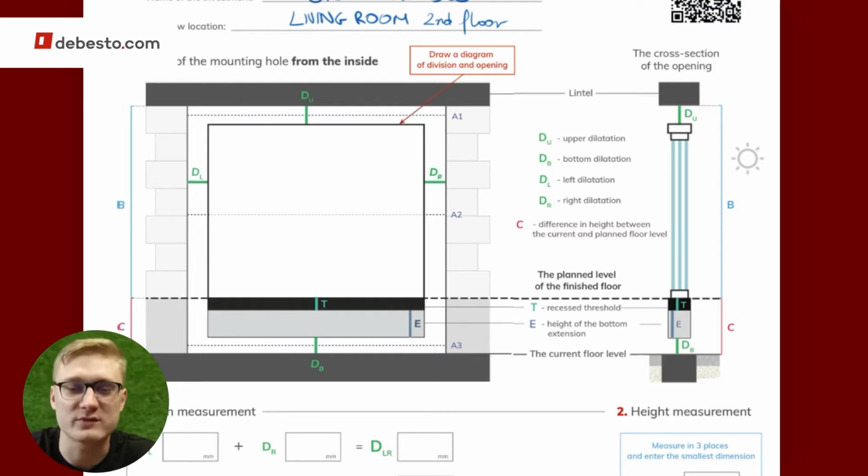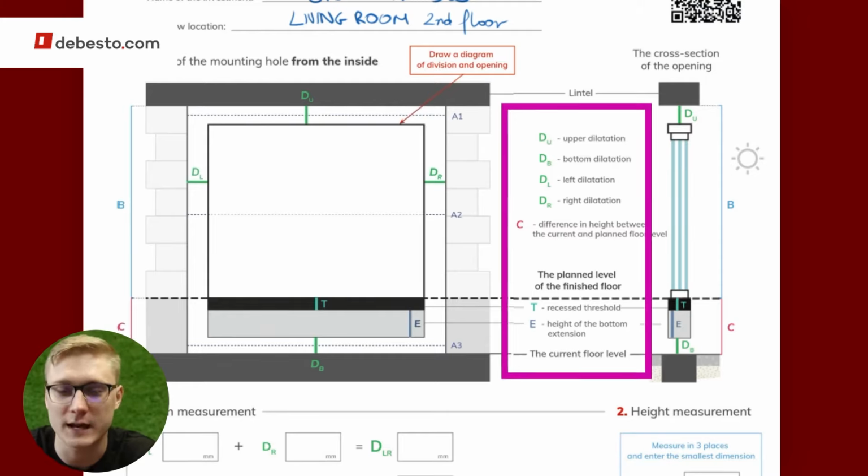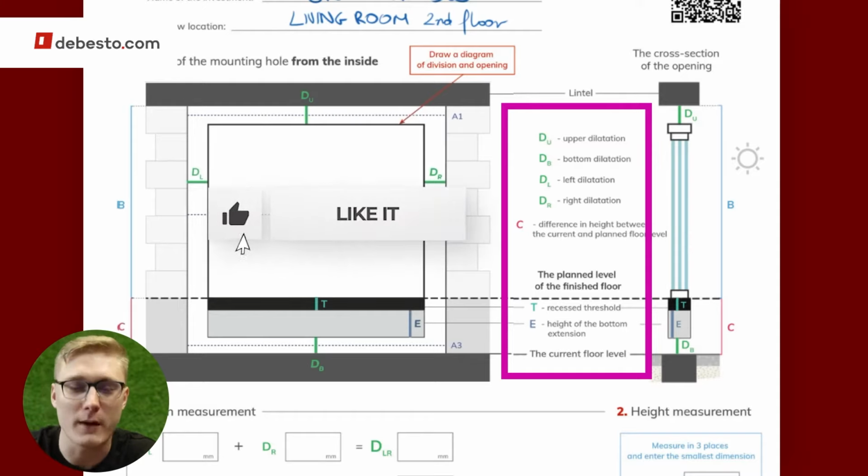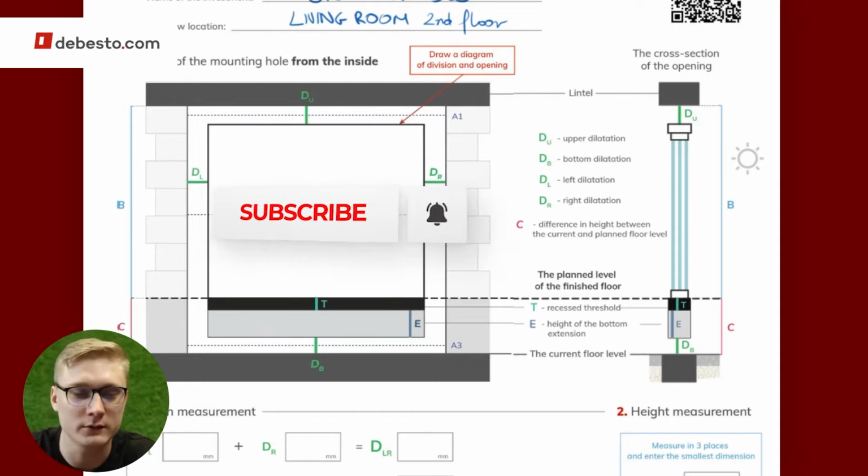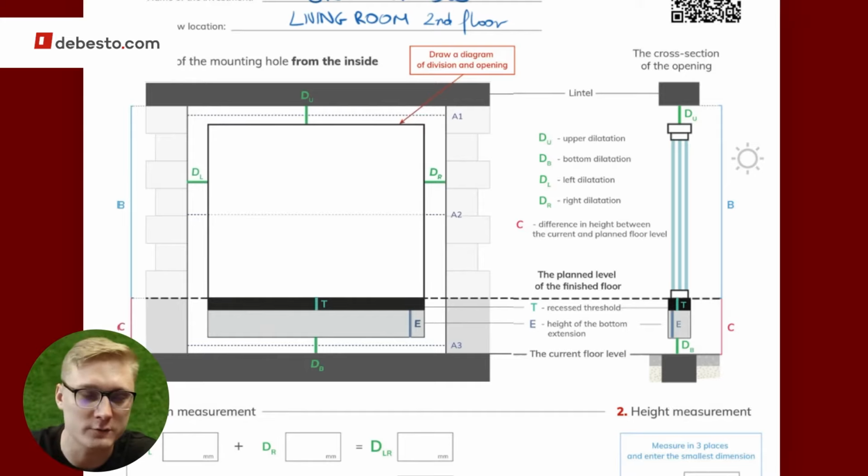which describes the specific parameters such as parameter D, which consists of upper dilation, DU, bottom dilation, DC, etc., parameter C, which includes height difference between the current floor level and the planned floor level, T marks recessed threshold, E marks the bottom of the extension, which you will need to eventually order, and of course bottom dilation, which is DB.